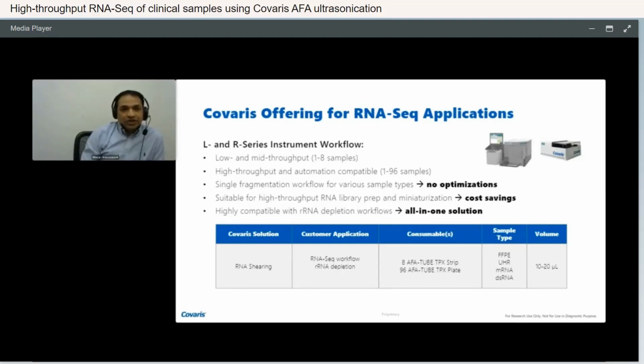In summary, Covaris offers a robust, reliable, and reproducible workflow for RNA shearing, exhibiting a single fragmentation workflow for various sample types with minimal or no optimizations, suitable for high-throughput RNA library prep and workflow miniaturization with significant cost savings. And also, AFA is highly compatible with ribosomal RNA depletion workflows, meaning it is an all-in-one solution, plugging into a broad spectrum of RNA sequencing protocols.